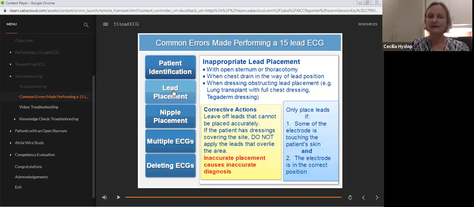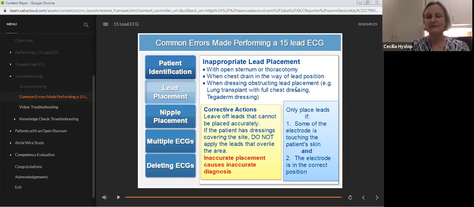In terms of lead placement, inappropriate lead placement, so with an open sternum or a thoracotomy, trying to put the electrodes over a dressing, or over an area, we actually displace them because we can't put it over the open sternum area. So remember, we need to leave those ones off.